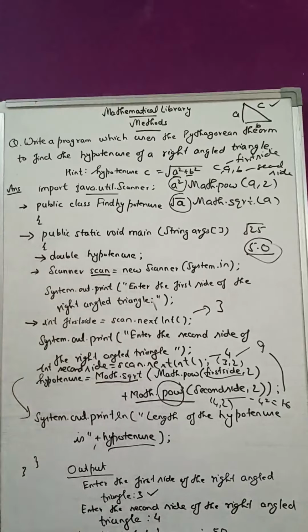So in this way we will be applying the mathematical library methods. In this program we have used two mathematical library methods, that is math.sqrt to calculate the square root of a number, and math.pow to calculate the square of a particular number. So that's it in this video. In the next video also I will be discussing one more program based on the same concept, but maybe other functions will be used.